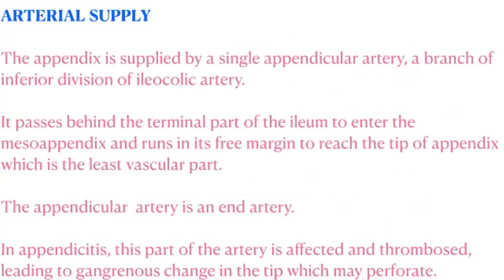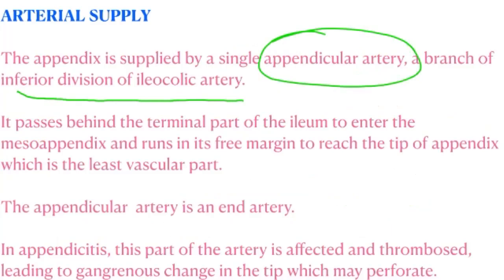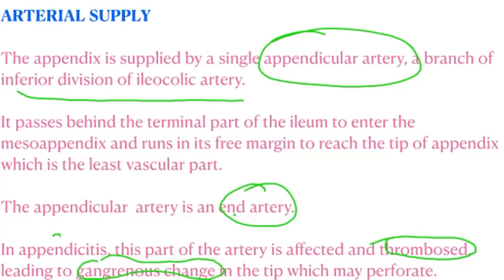The appendix is supplied by a single appendicular artery, a branch of the inferior division of the ileocolic artery. This passes behind the terminal part of the ileum to enter the mesoappendix and runs in its free margin. Right? The appendicular artery is an end artery. In appendicitis, this artery is affected and thrombosed because it is an end artery, right? It is an end artery and there are no anastomoses, leading to gangrenous change in the tip, which may perforate. This is the most dangerous thing in appendicitis.